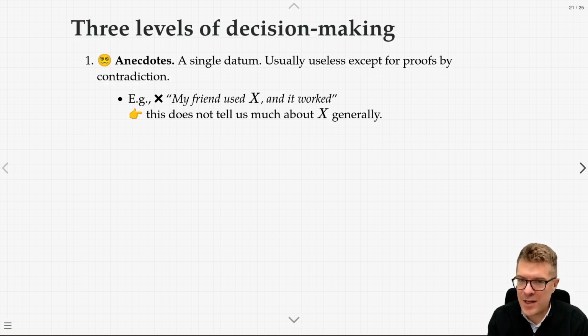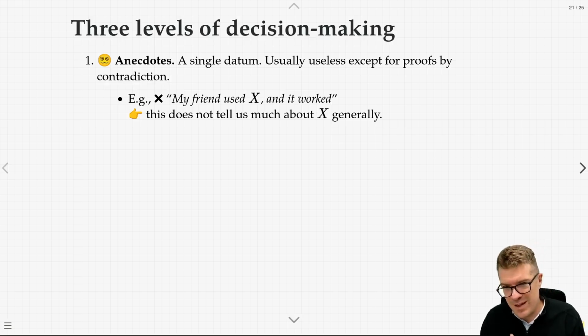So anecdotes can be useful, like I mentioned. They can be useful for proofs by contradiction. If you want to make a claim saying that tool X will never work, then this particular anecdote, if it's true, contradicts that claim. At least it works for this person, this friend. So this disproves that broad claim, but that's essentially one of the very few ways these anecdotes can actually be useful.